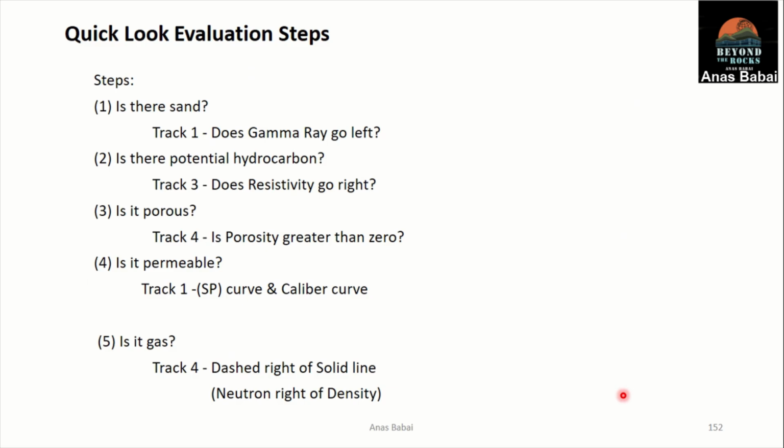Now to summarize all the steps, the first thing is the gamma ray: is it going to the left? If yes, there is a potential hydrocarbon. Does the resistivity go right, which means we have high resistivity values? Now, is the porosity greater than 0, meaning do we have a porous formation? To identify permeability, we go to the SP log and look at the deflection.